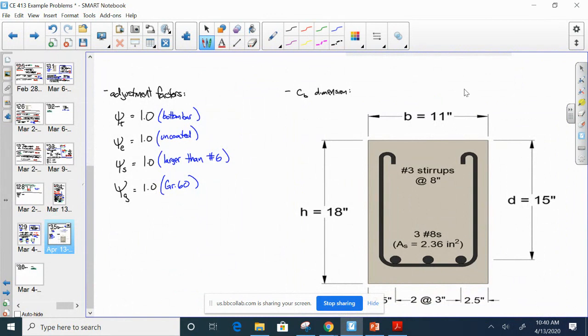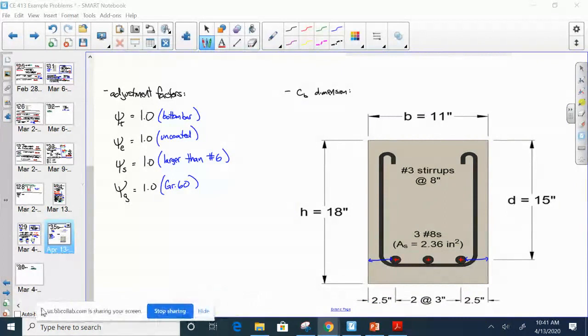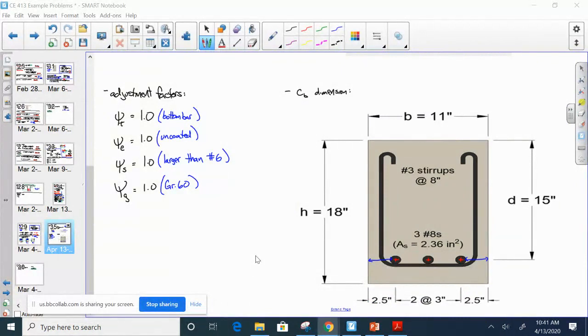Okay. For the CB dimension, what you do is you look at the bars on the bottom and you ask yourself, what are the following three dimensions? So I'm going to mark the center of the bars. First off, we ask ourselves what's the distance to the left edge. So these blue dimensions, and they're the same since everything is symmetric. So this is going to be 2.5 inches or 2.5 inches.